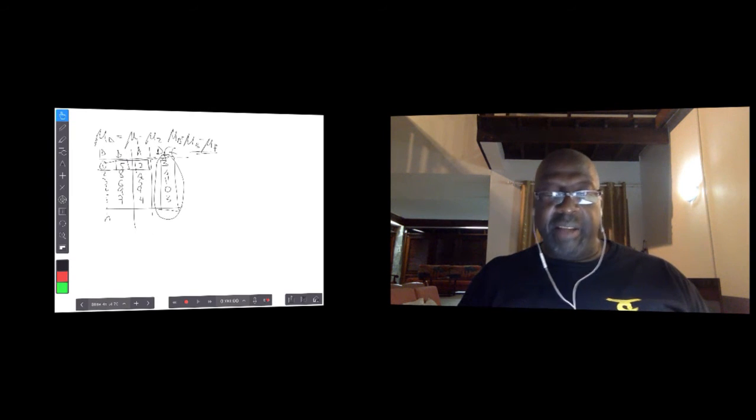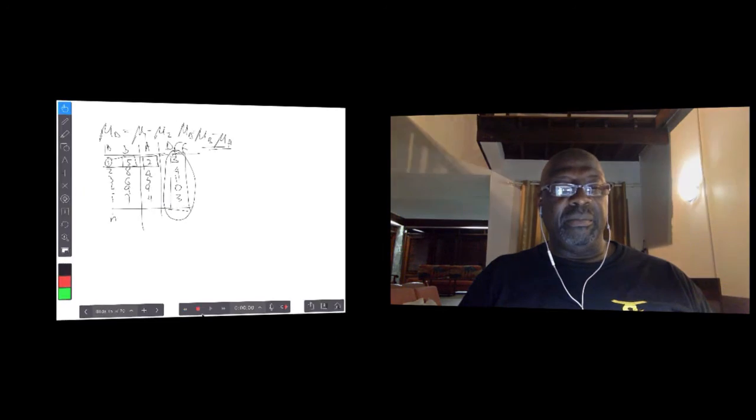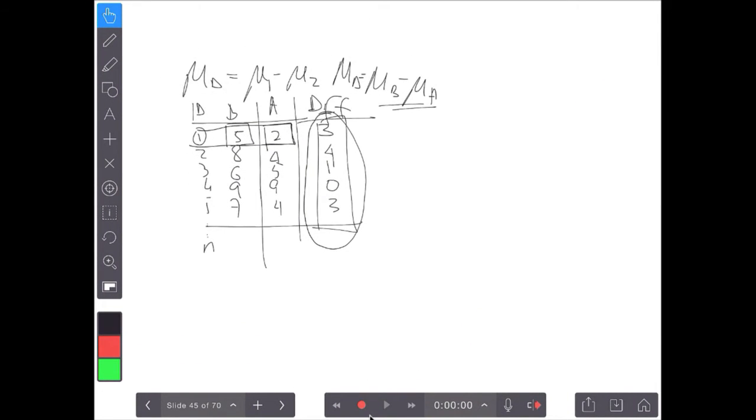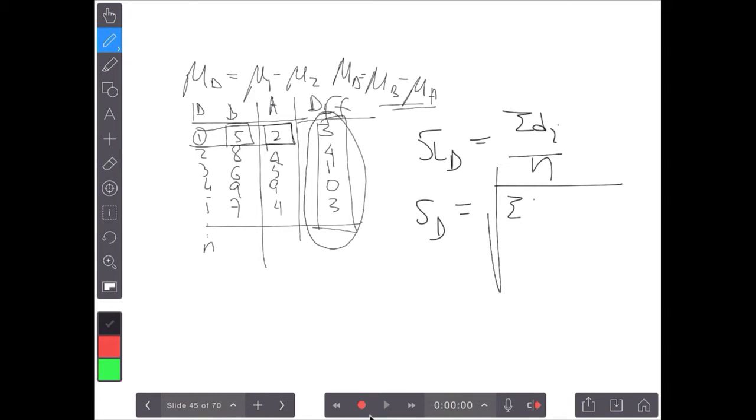We would now take that and calculate a sample mean, which we could call x bar d, which would just be the sum of the differences, di, over n. And then sd, the standard deviation of the differences, which, recalling our shortcut formula, would be the sum of the differences squared minus the sum of the differences all squared over n, but divided by n minus 1, the degrees of freedom.